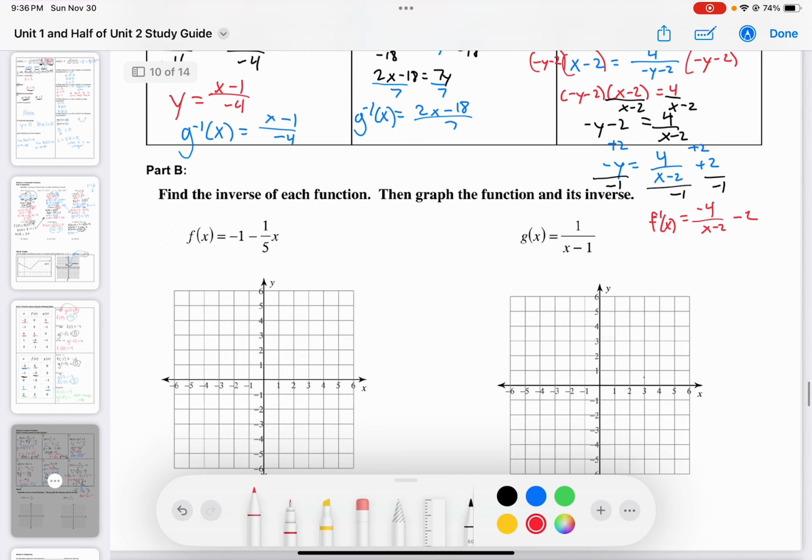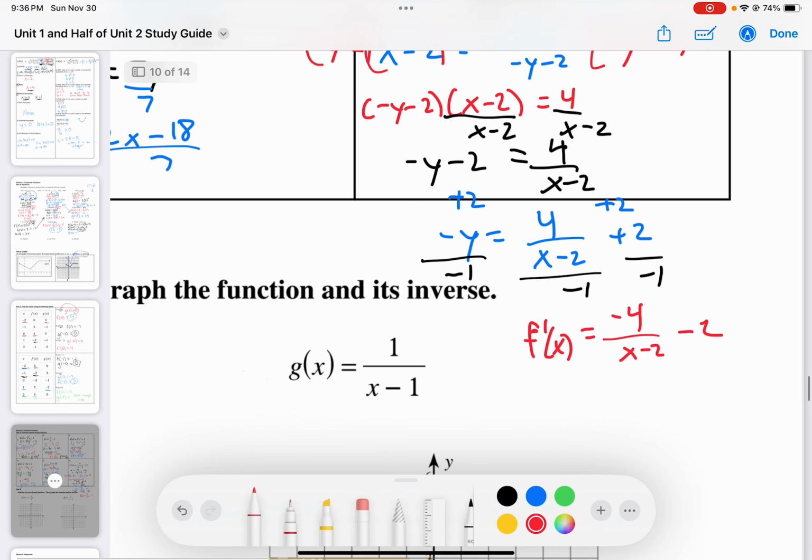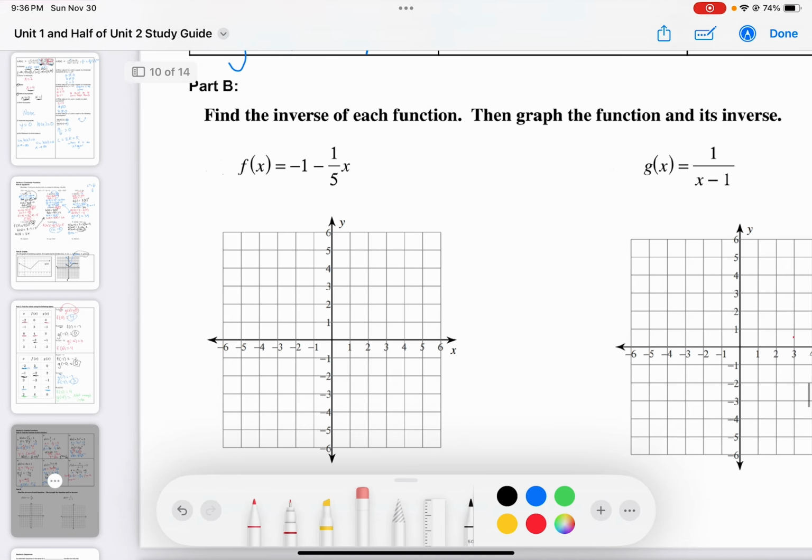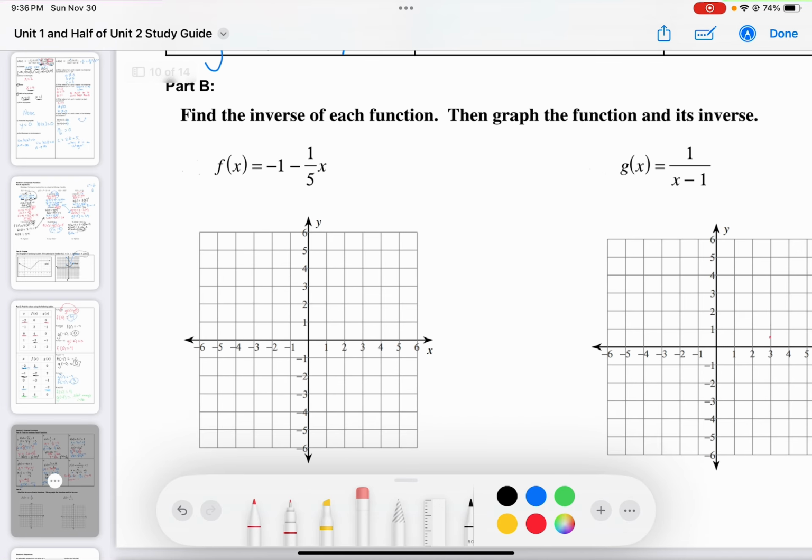All right. So if you need this, I'm going to erase it to give myself some space for the bottom. So just pause, 3, 2, 1. All right. So this time we want to find the inverse function, then graph it. This could get a little tricky.